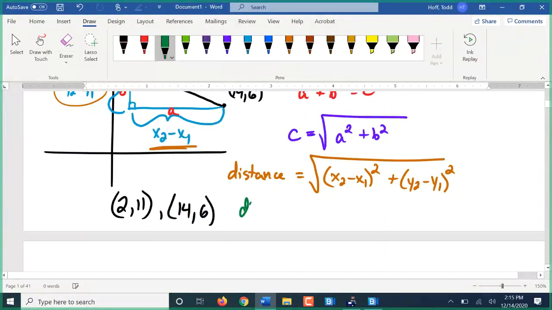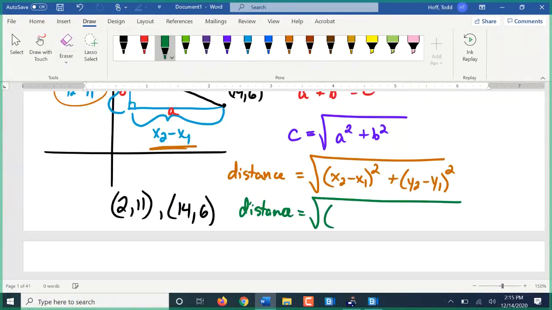The distance between those two points is going to equal, again, I'll label them point 1 and point 2. x2 is point 2's x-coordinate, 14, minus x1, point 1's x-coordinate, 2. And of course, that difference will be squared. Plus y2 is point 2's y-coordinate, 6, minus y1, point 1's y-coordinate, 11. That distance will be squared.